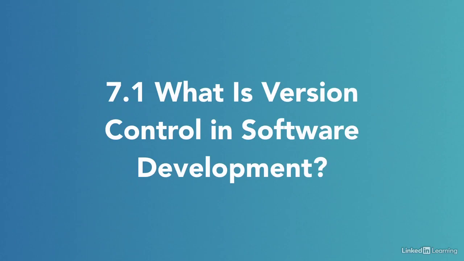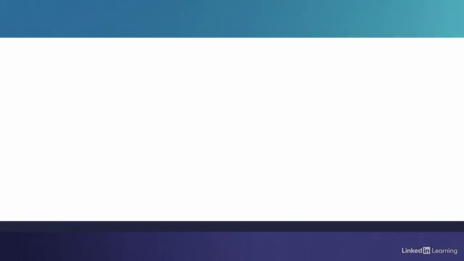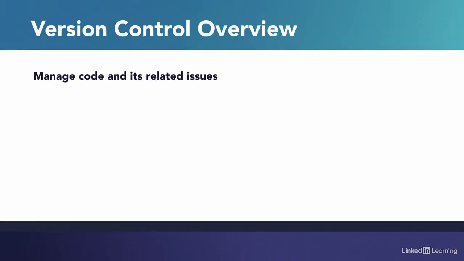Let's talk about version control systems in software development. Version control, also known as revision control or source control, is a system to manage code changes and other related information. In any software project, we need a logical way to organize code, manage code changes, and identify who made the changes in the code.